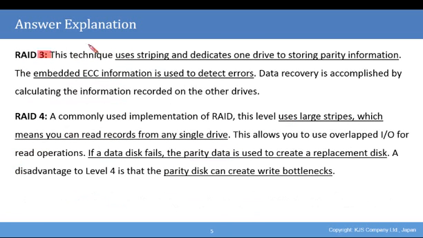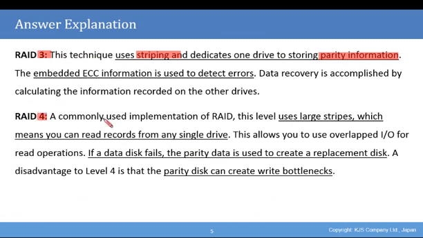So in RAID 3, this technique uses striping, and it dedicates one drive to storing parity information. The embedded ECC information is used to detect errors. Data recovery is accomplished by calculating the information recorded on the other devices.